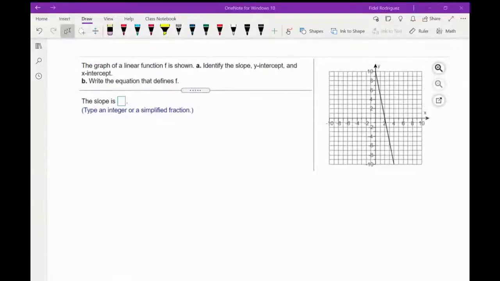Okay, I think we can all see this now. And so let's see. It says the graph of a linear function f is shown. Identify the slope, the y-intercept, and the x-intercept, and then write the equation that defines f.